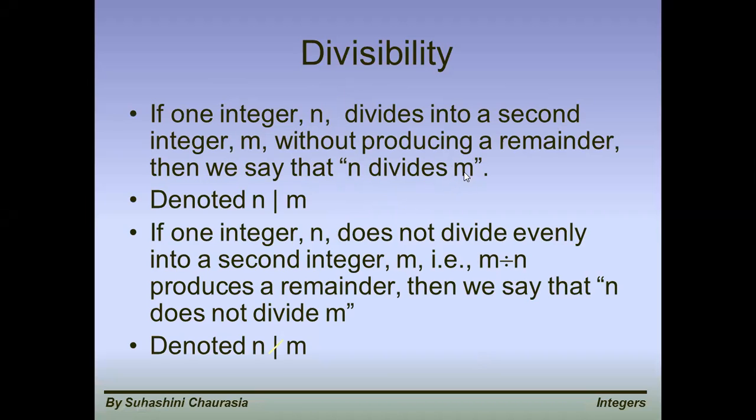n divides m, so we denote it by n, this pipe symbol, and m. If it does not divide, we denote it by this symbol: n does not divide m. This is basically m divided by n in this way. So m is being divided by n. It is written like this, m divided by n.